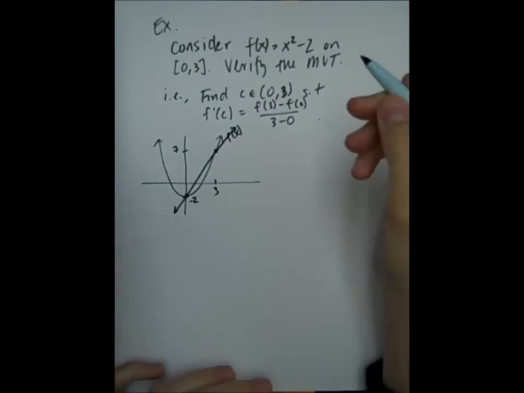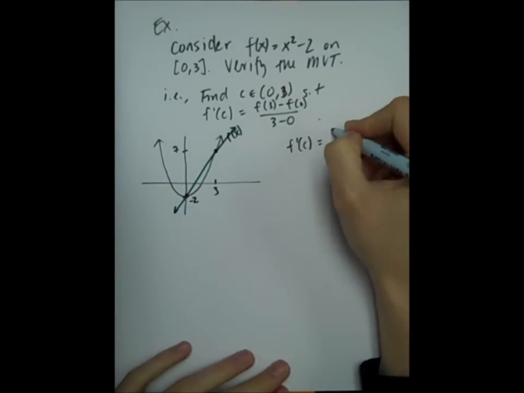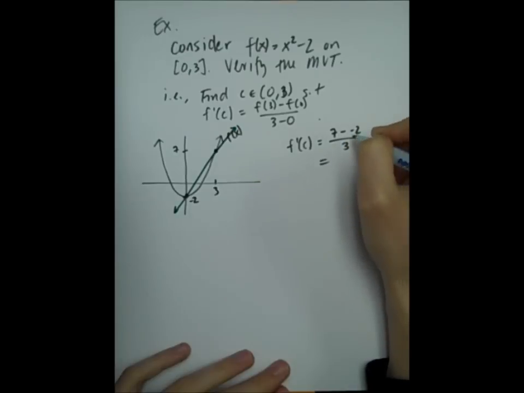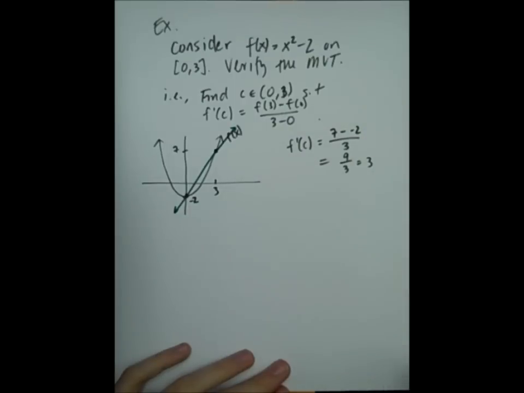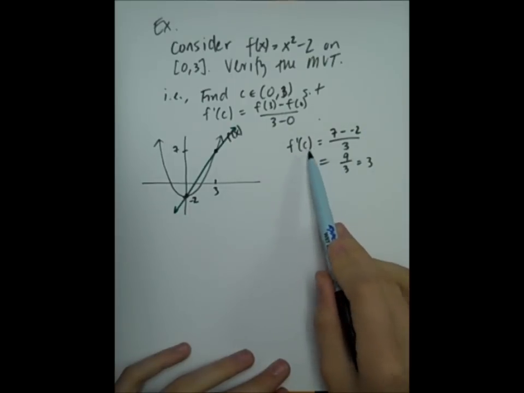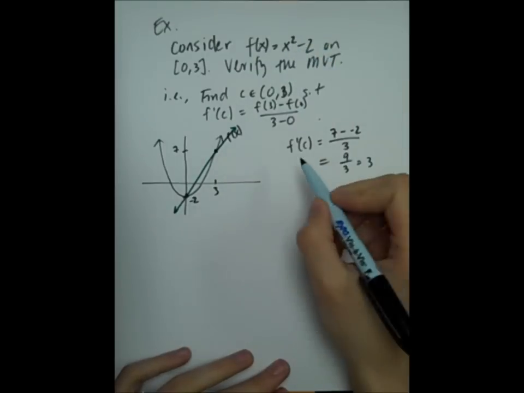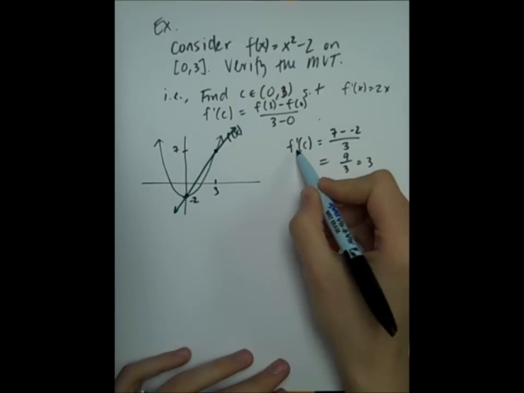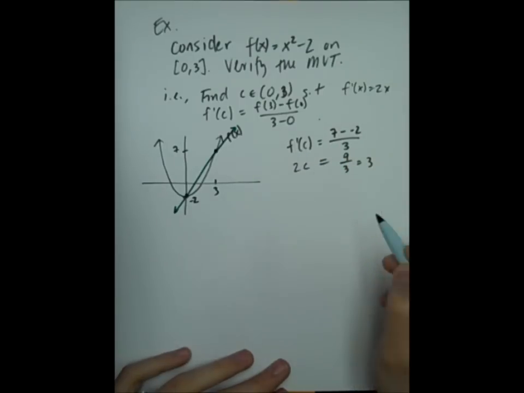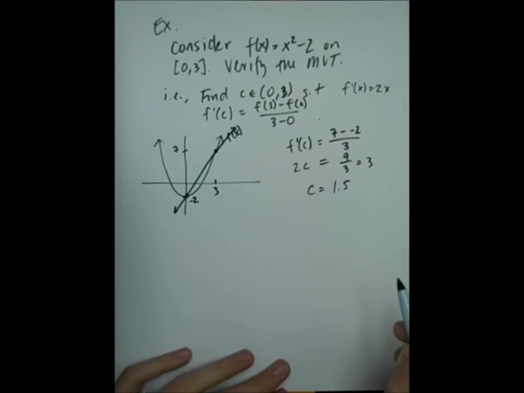We can actually do this algebraically. It says that f prime of c should be 7 minus negative 2 over 3. So 7 minus negative 2 is 9, 9 over 3 is 3. So I'm looking for where the derivative is 3. Well, can we find what the derivative is? Sure, take the derivative here. F prime of x is just 2x. So if I plug in c, I'll get 2c. Divide both sides by 2, so c is 1.5.